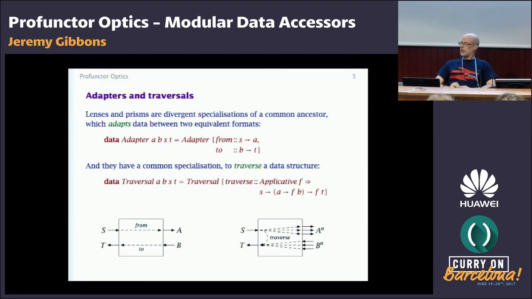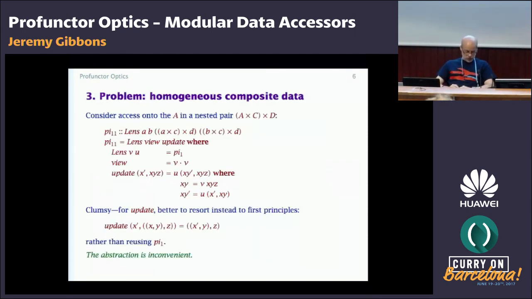I haven't shown you, well, it's not obvious from the type of traversal how that one operator traverse is somehow analogous to the getter and setter, but take it from me, it also fits. You can see it in the picture. From an S, I can get a bunch of A's out. This is shown as A to the N, so some number N of A's, and I can also take the same number of B's and the data structure and overwrite all the A's with B's. So I can set a whole bunch of B's at once in this data structure. So those are optics: lenses, prisms, adapters, and traversals.